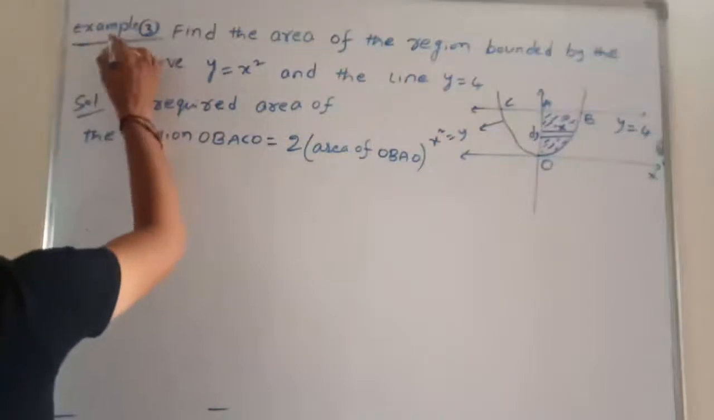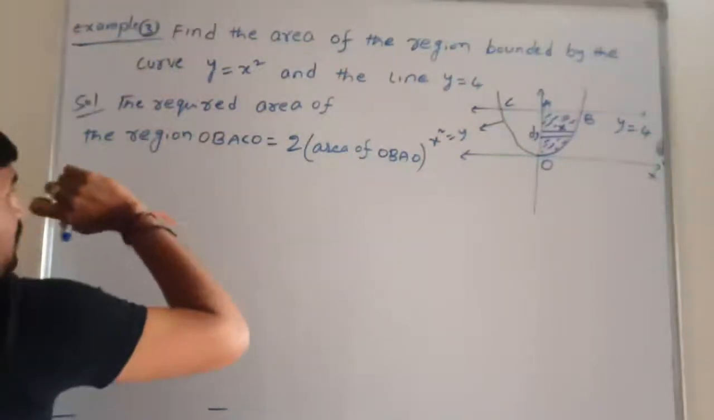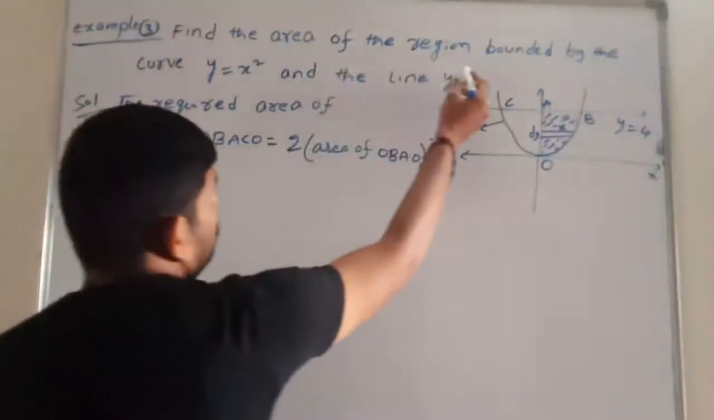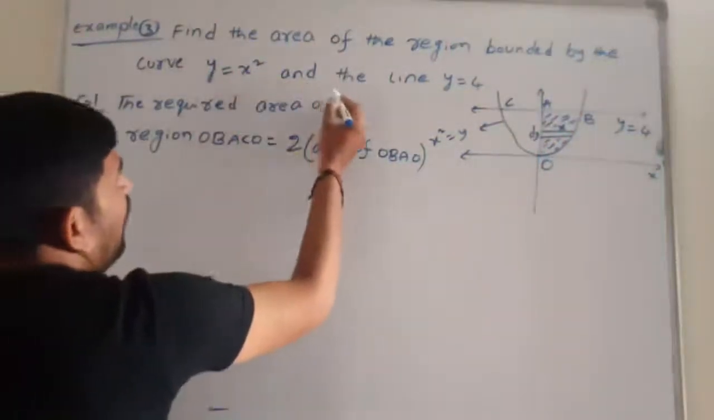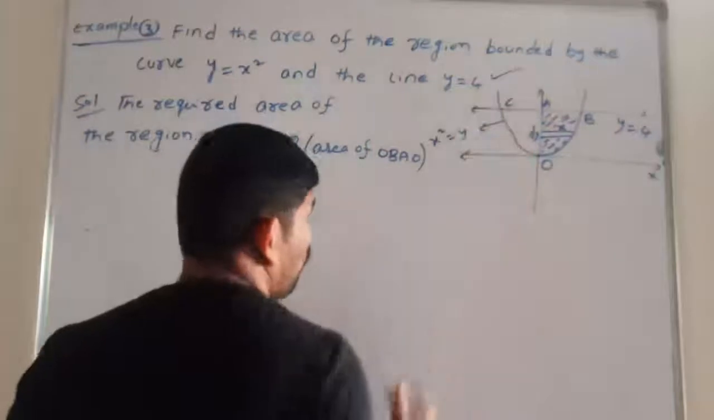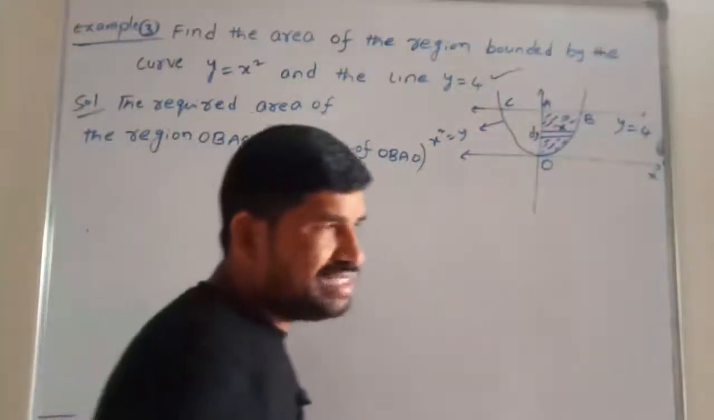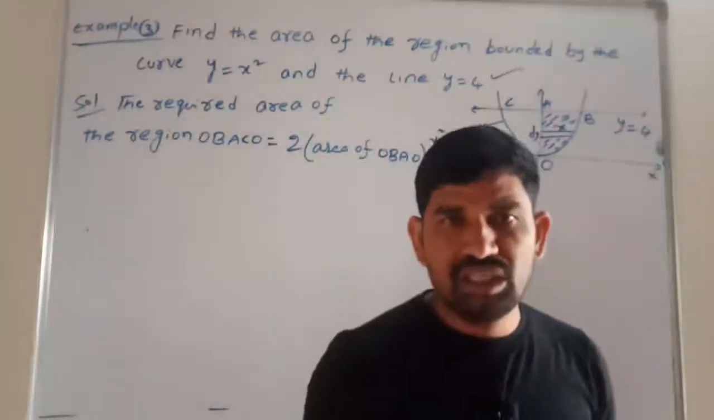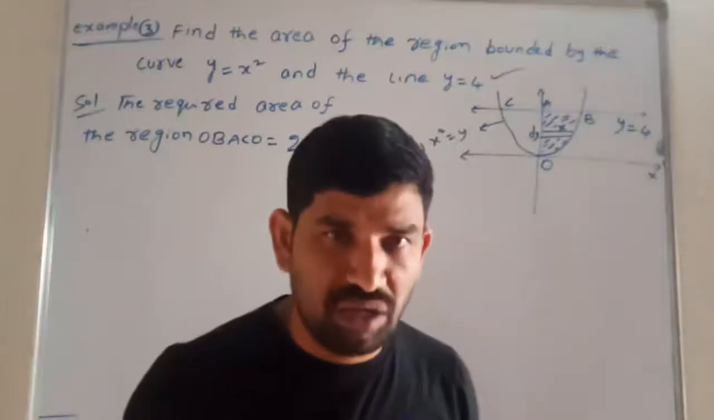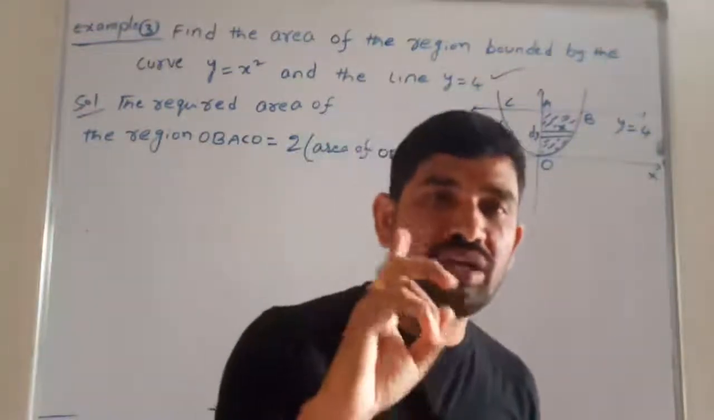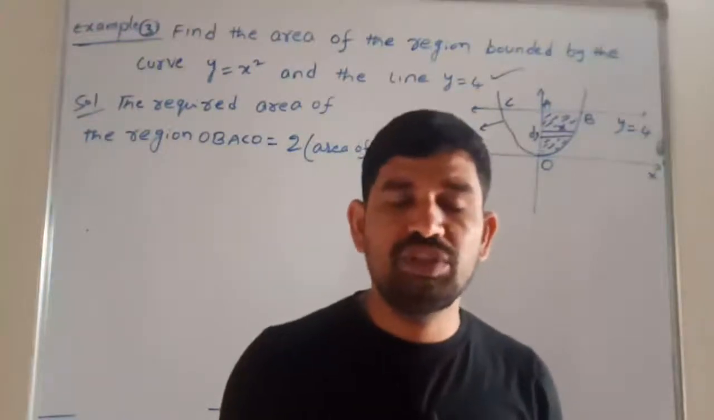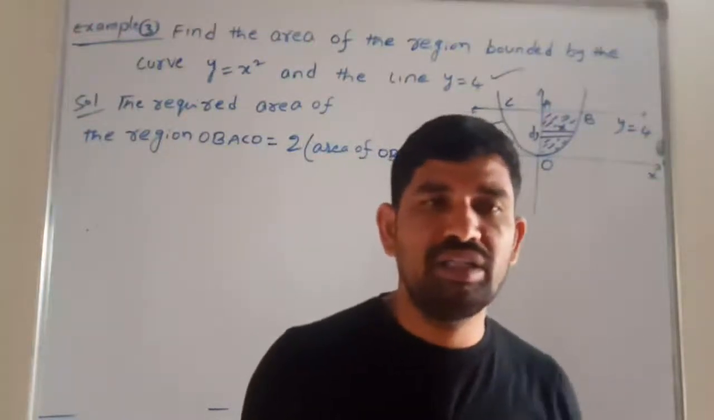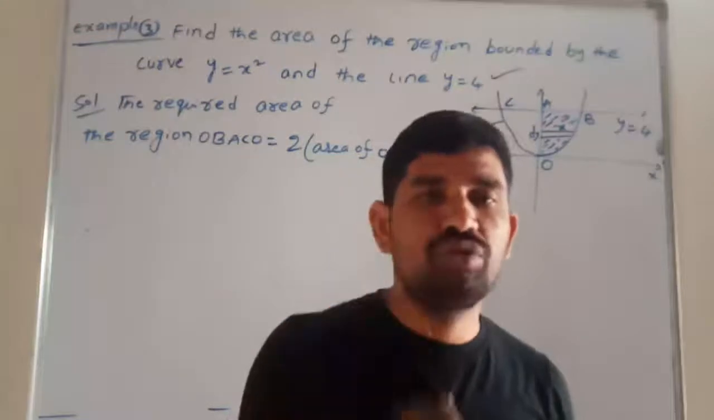Okay, so now this is example 3. Find the area of the region bounded by the curve y equals x square and the line y is equal to 4. We have completed example 1 and example 2. In those, we just took a simple closed curve, meaning a single curve. So that is the enclosed part.